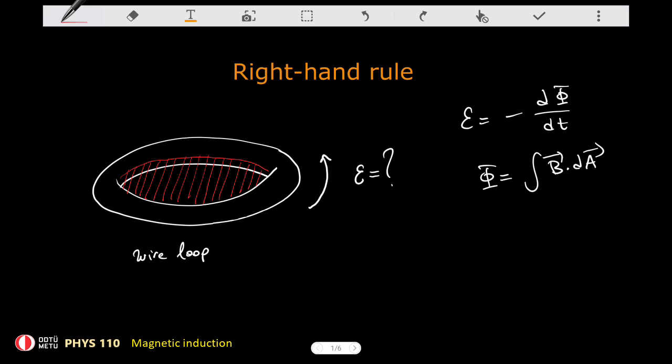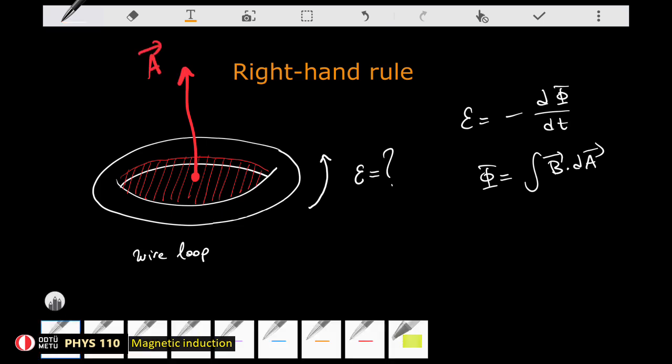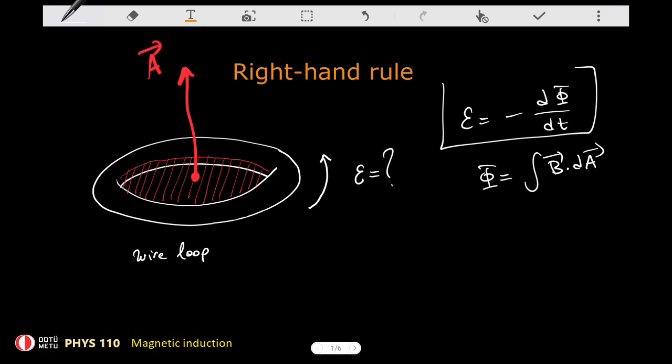That means that if the EMF's direction is like that, then the area vector should be chosen like this. With this choice, Faraday's law with a negative sign is the correct one. There has to be a negative sign in there. Since we have used similar kinds of right-hand rules in different places, we are going to stick with that right-hand rule. The rules are always the same, but we won't forget the negative sign in front.